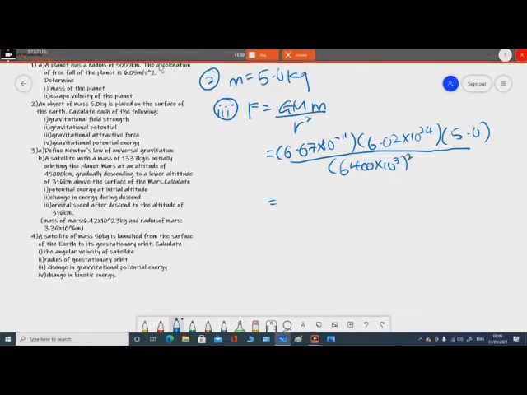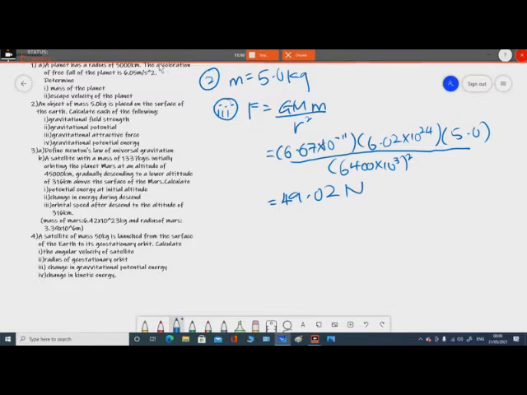So this one will be 6.67 times 10 to the power of negative 11, times 6.02 times 10 to the power of 24, times 5.0, divided by 6400 times 10 to the power of 3, bracket squared. So the final answer we got is 69.02 Newton.